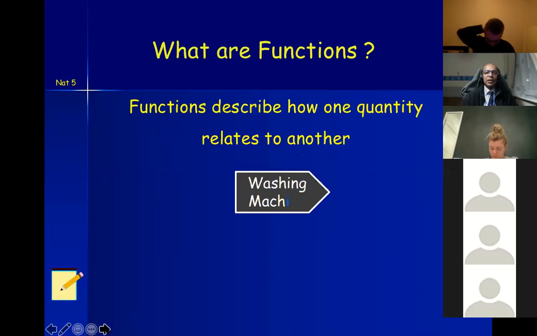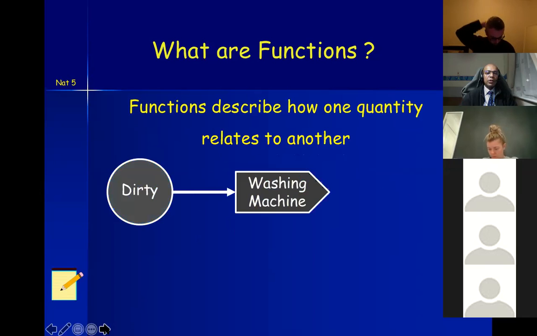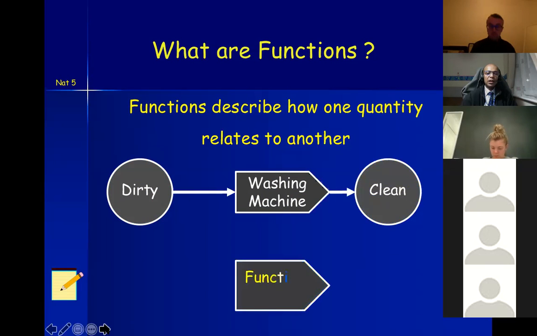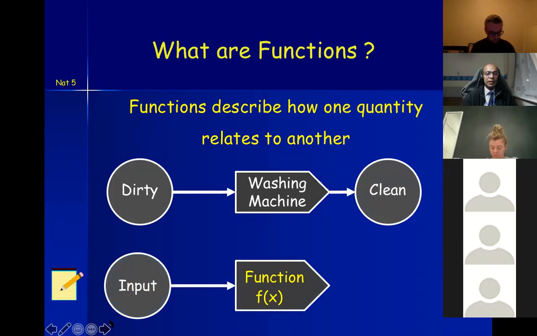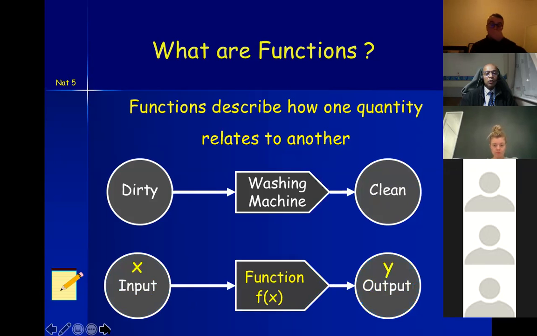Another example, if you've got dirty clothes coming in, hopefully when they go through your washing machine, they'll come out clean. So what we call a function is f of x. So a function of x, that's how it's defined. You put in x as your input, and you get y as your output. And y is just f of x, a function of x. Okay? So that's what they call a function, an output y, which is a function of x.